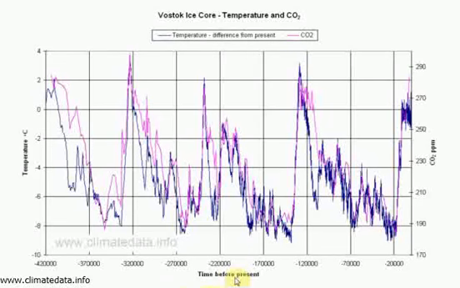As you can see, temperatures and CO2 rise almost simultaneously. What you can't see from the scale of this graph, but which is known from more detailed analysis, is in fact that the temperature rises first and is followed by the CO2 some hundreds of years later.